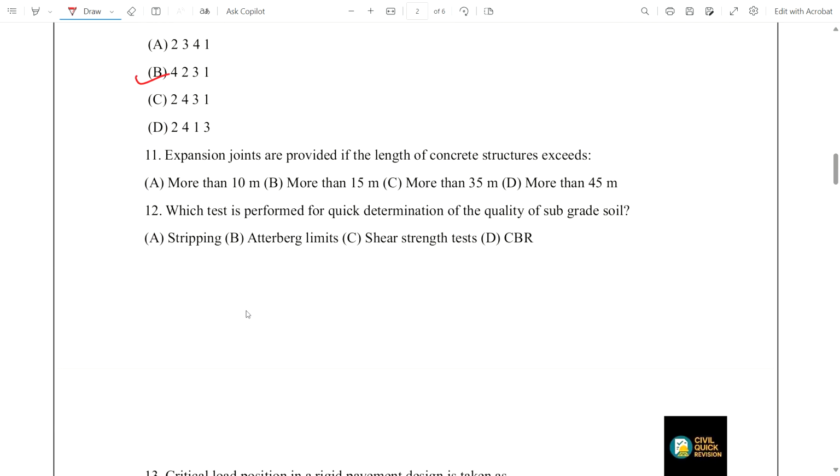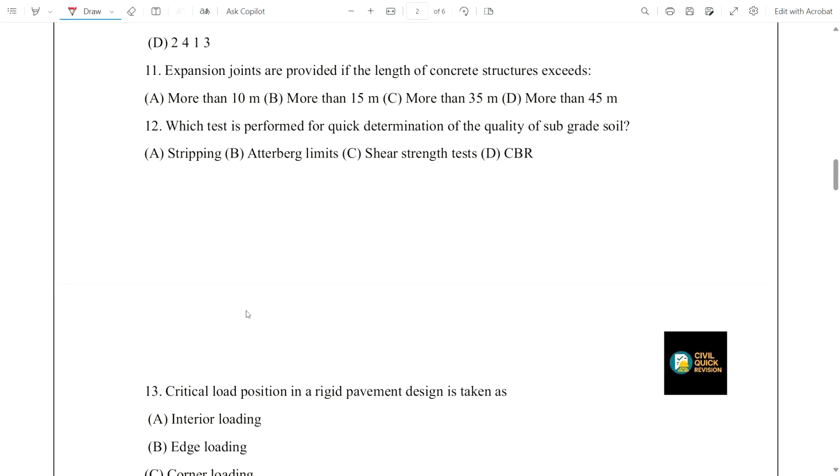Now question number 11. Expansion joints are provided if the length of the concrete structure exceeds how much? More than 10 meters, more than 15 meters, more than 35 meters, or more than 45 meters? The answer will be D, more than 45 meters.